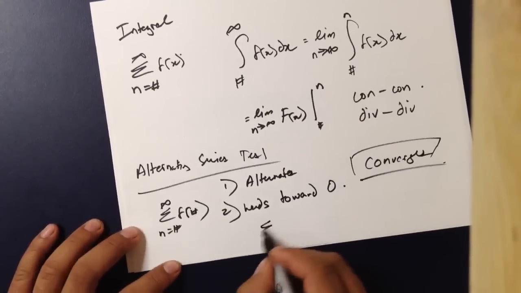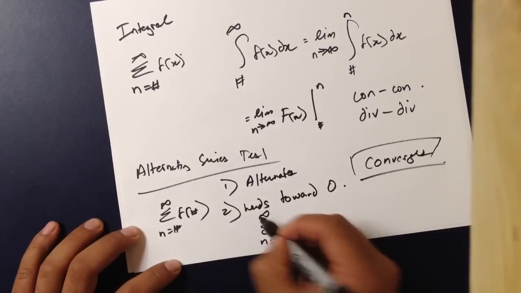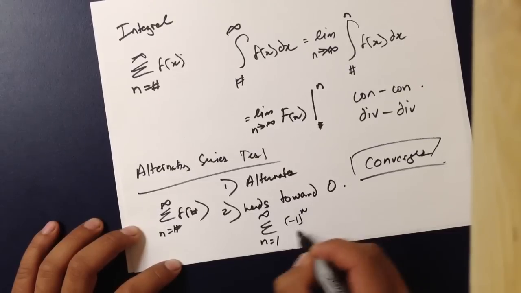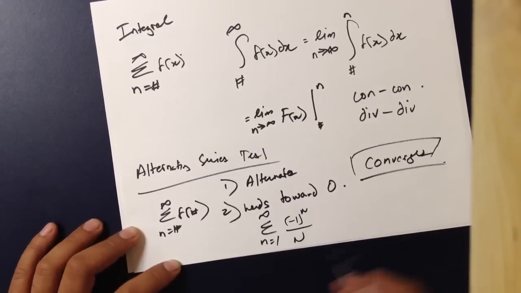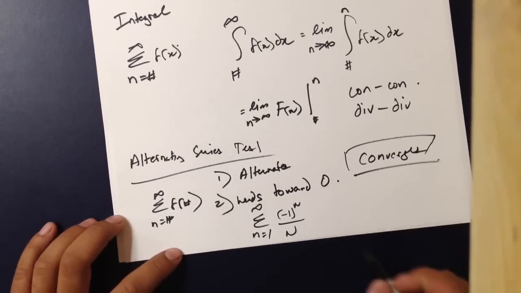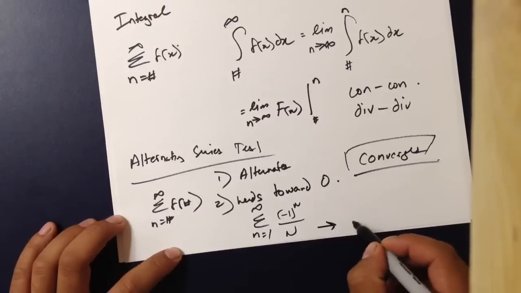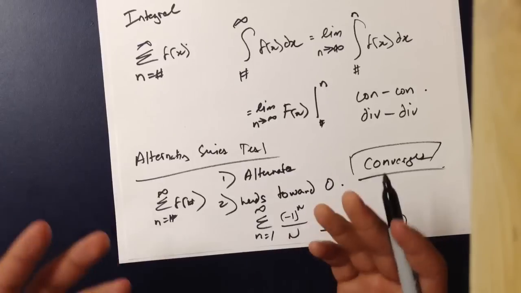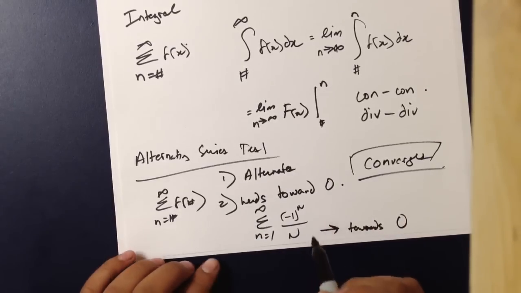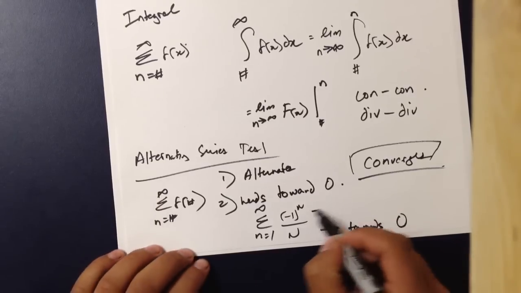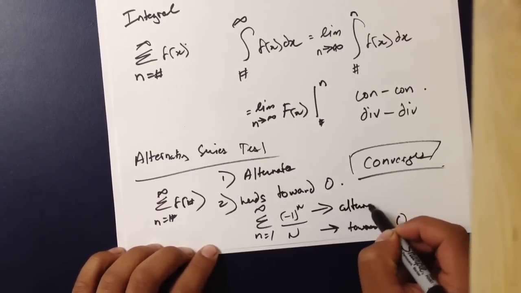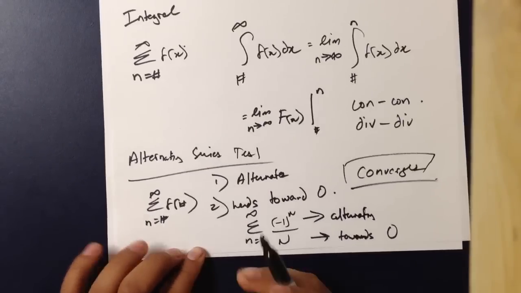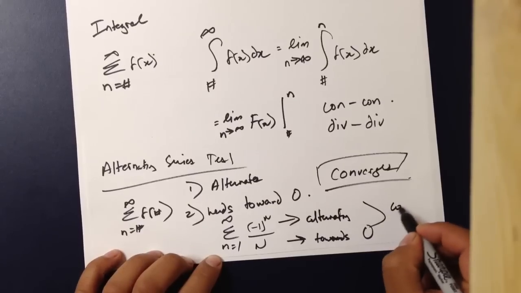An example of this would be the sum from n equals 1 to infinity of negative 1 to the n over n. So the n, the denominator, takes care of heading towards 0. And the negative 1 that alternates from negative 1 to positive 1 as it goes from even to odd powers takes care of the alternating. Therefore, by the alternating series test, this converges.